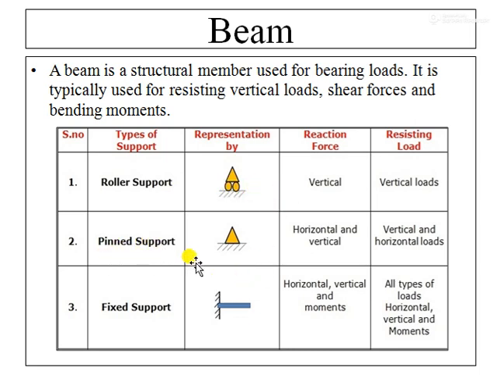The second one is the pinned support. Here horizontal as well as vertical loads both are resisted. A hinge of a door is a very good example of the pinned support. The third category is the fixed support. A fixed support does not allow movement in any direction.